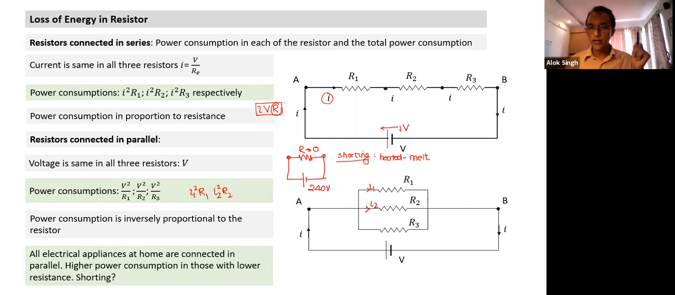How much is that? IV, I square R, V square by R. And we have seen that if resistors are connected in series, power consumption will be proportional to resistance. If the resistors are connected in parallel, it is inversely proportional. We are trying to apply this understanding to domestic appliances. Those appliances which have higher power rating will have low resistance. They will draw more current in the circuit.